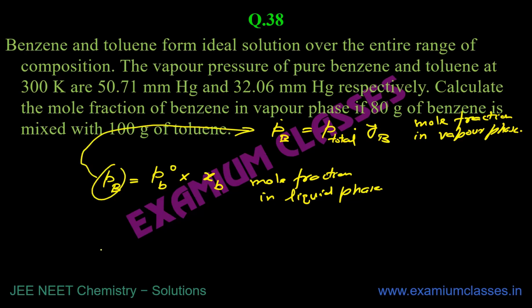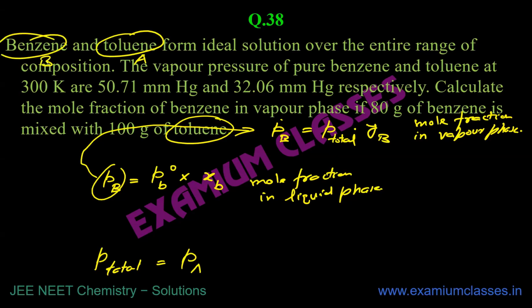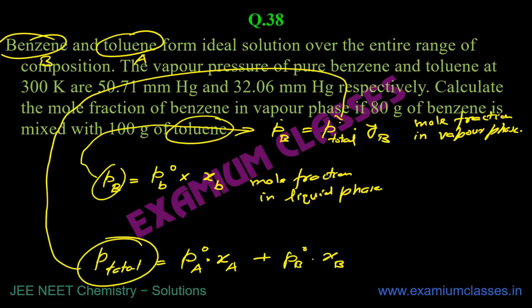How do we get P total? For P total, we have the formula PA naught, or we will say PA. Toluene I am considering as A. Benzene I am considering as B. So it will be PA naught into XA plus PB naught into XB. That will be the P total. This P total you will substitute from here and you will get YB.